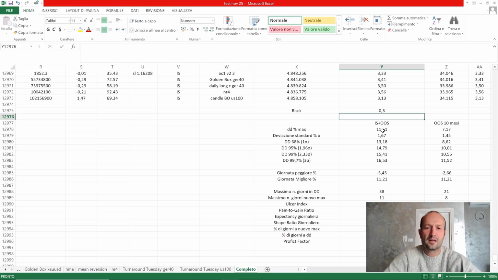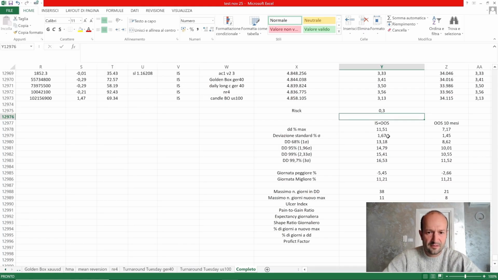We could even reach higher drawdowns, but by starting from such a low value, we can be confident that we can absorb them easily without blowing up the account. We can see here, in fact, that in the next row, I calculated the percentage standard deviation relative to the drawdown. In my case, I have 1.67% overall and 1.45% in out-of-sample.